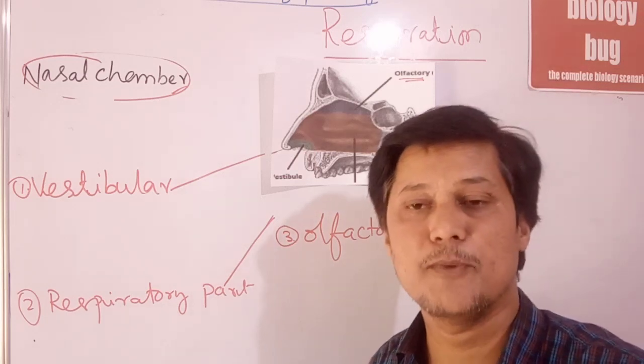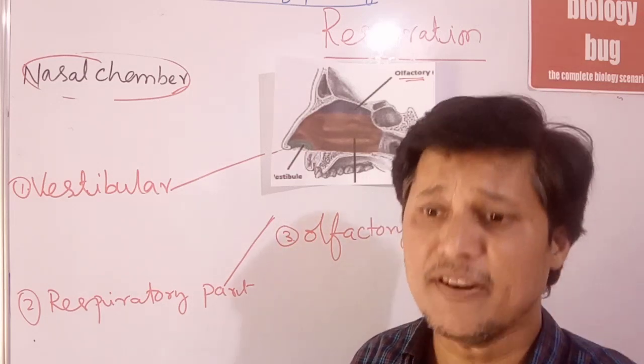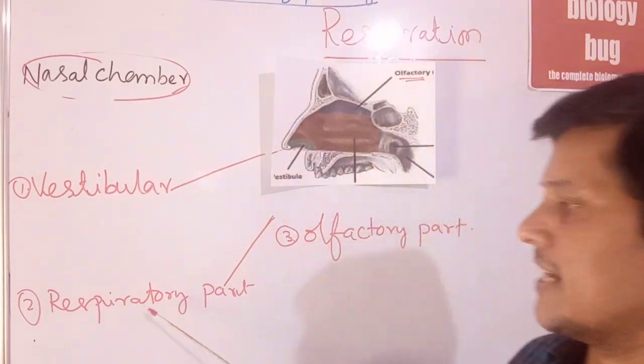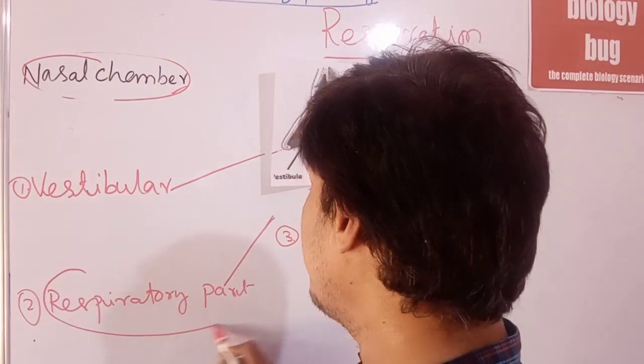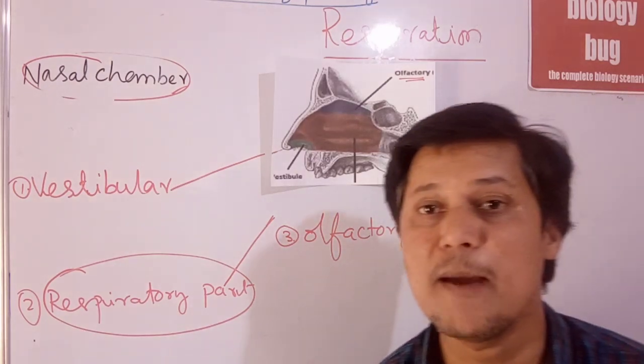So the vestibular part, the hairy skin, prevents dust particles in inhaled air. The second one is the respiratory part. It is the middle part.